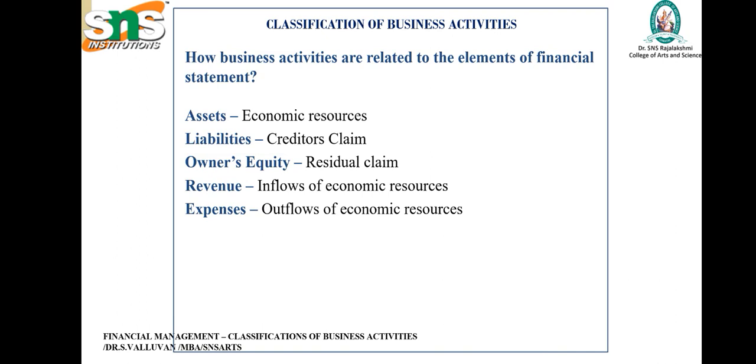So how are business activities related to the elements of financial statements? Assets are economic resources, liabilities are creditors' claims, and owner's equity is a residual claim. After paying all the amounts to the outsiders, the residual balance is for the equity holders. Then revenue is inflows of economic resources, and expenses are outflows of economic resources.